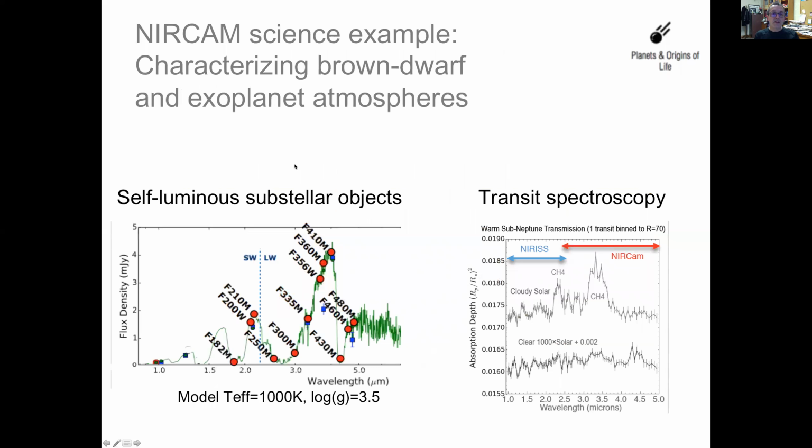Okay, I mentioned that NIRCam has a lot of filters, medium band filters, and what you're seeing here is a spectrum of a very low mass object. And just to show you that these medium band filters are very well matched to the expected SED, spectral energy distributions, of very low mass stars and brown dwarfs. And so for finding these objects, NIRCam could be a good machine to use. And of course, NIRCam, as I mentioned, can do transit spectroscopy, especially with the GRISM mode.